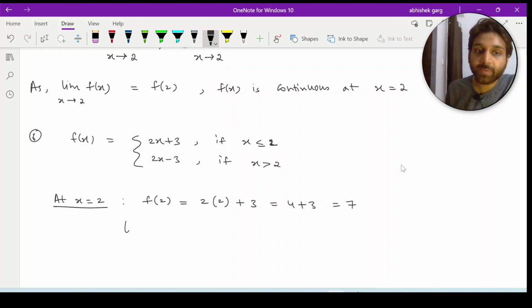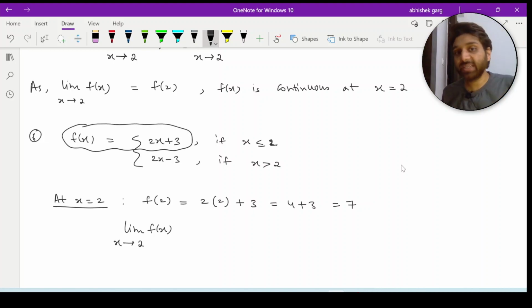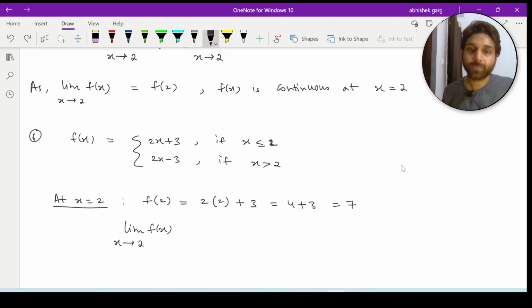Now let us calculate the limit of the function when x is tending to 2. However, we can see that f(x) is equal to 2x plus 3 when x is less than 2, and f(x) is equal to 2x minus 3 when x is greater than 2. Now we are in a dilemma, a confusion, like which value of f(x) should we take here to calculate the limit, right? So whenever you have inequality like this, we have to individually calculate the left hand limit and the right hand limit.